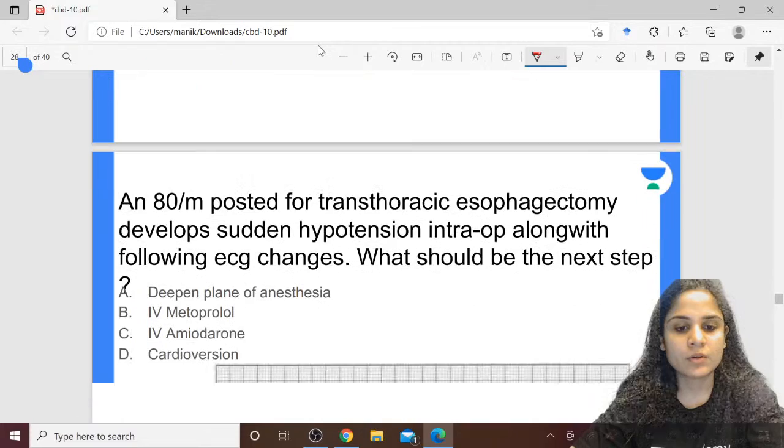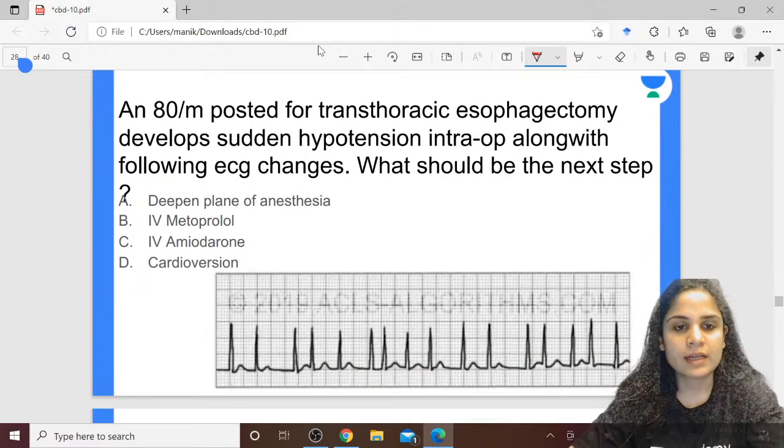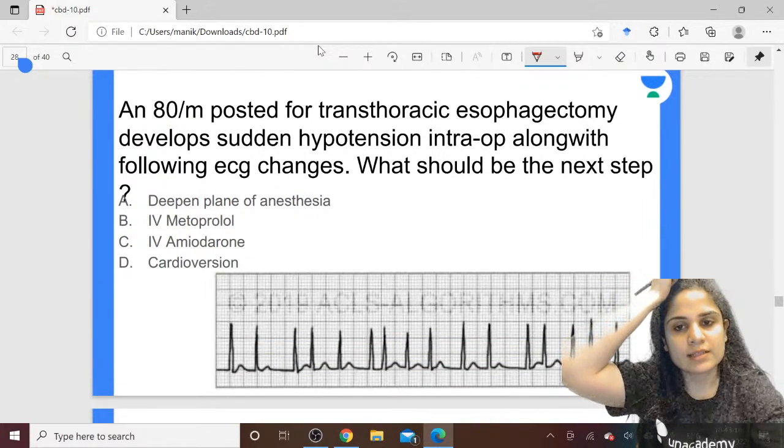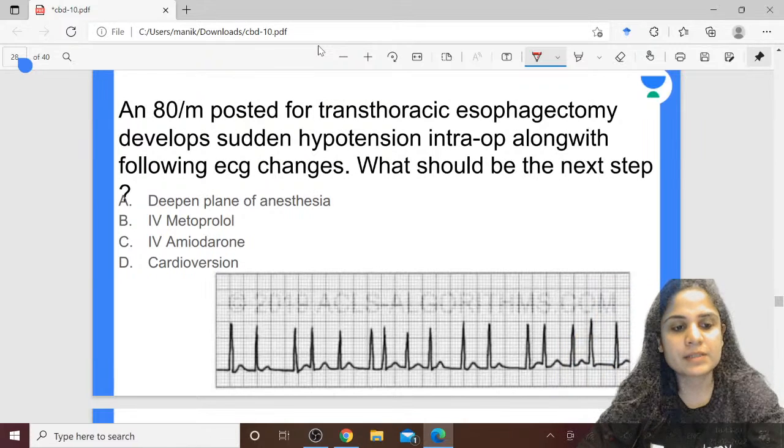All right? Okay. Next question. An 80-year-old male posted for transthoracic esophagectomy develops sudden hypotension intraoperatively along with these ECG changes. What should be the next step? Deepen the plane of anesthesia, IV metoprolol, IV amiodarone or cardioversion?